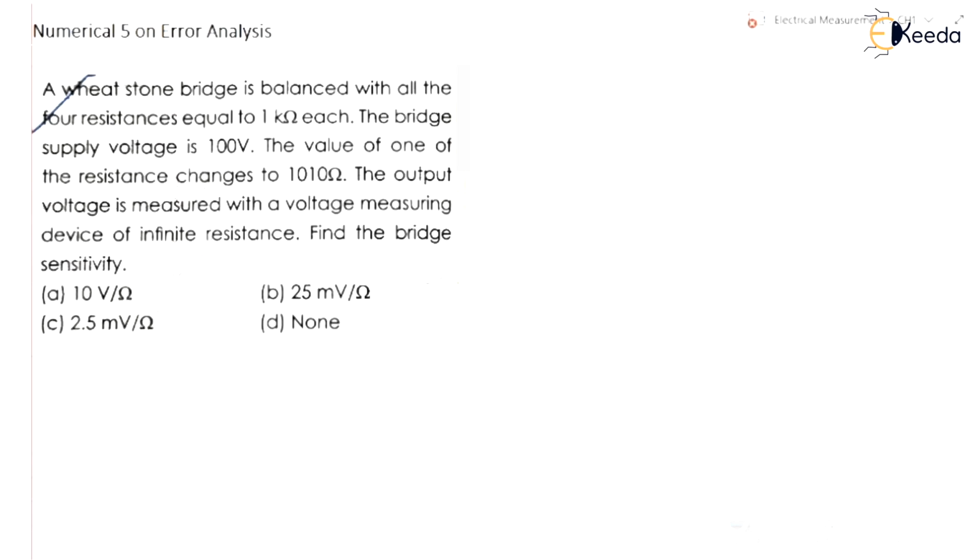Let us read the numerical. A Wheatstone bridge is balanced with all the 4 resistances equal to 1 kilo ohm each. Okay, so here we are having a Wheatstone bridge and all the 4 resistors are 1 kilo ohm and the bridge is balanced. The bridge supply voltage is 100 volt. The value of one of the resistance changes to 1010 ohm. The output voltage is measured with a voltage measuring device of infinite resistance. Okay, so voltage measuring device is having an infinite resistance, means it is like an ideal voltmeter they are saying.